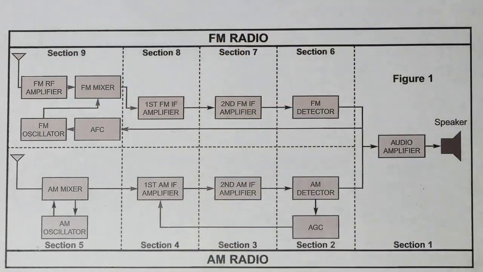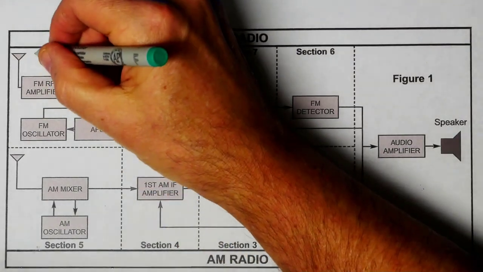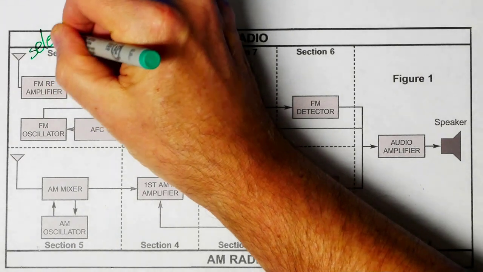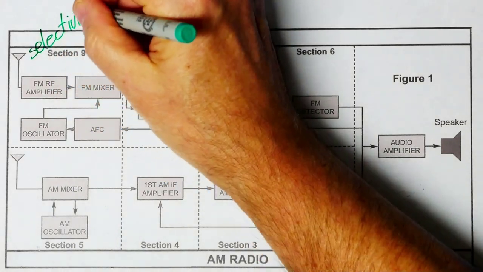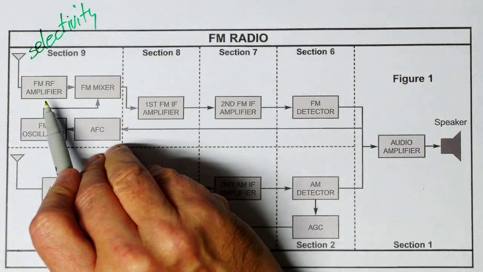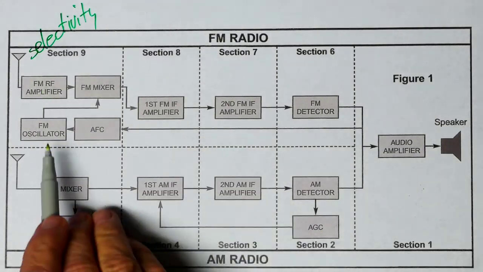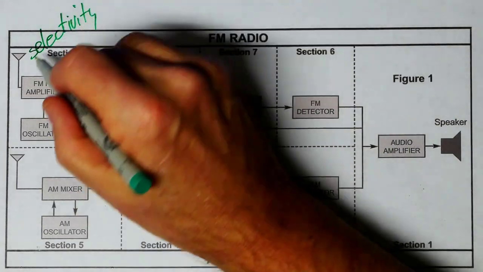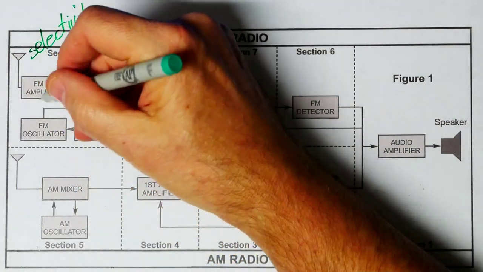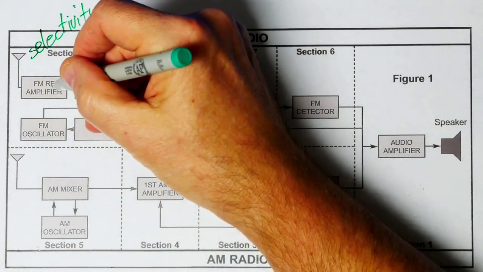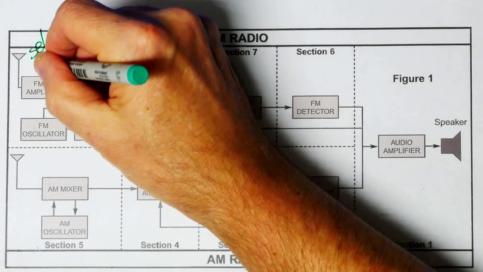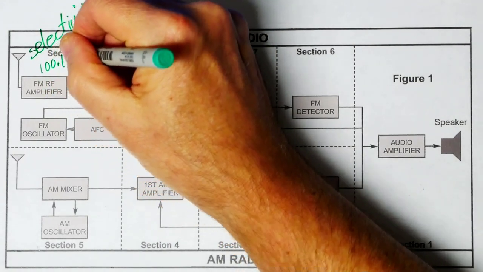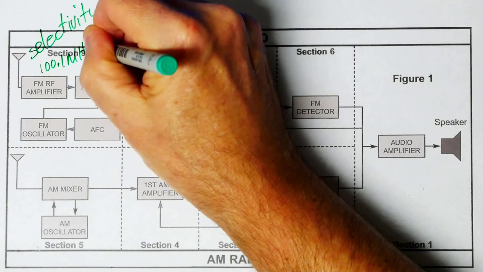So it has to have some selectivity. It has to be able to pick out the frequency that we are interested in. And that's one of the jobs of this amplifier. This is a tunable section, and also our FM oscillator is a tunable section. So selectivity is started by our FM RF amp. So let's say that we have 100.1 megahertz as our selected frequency.